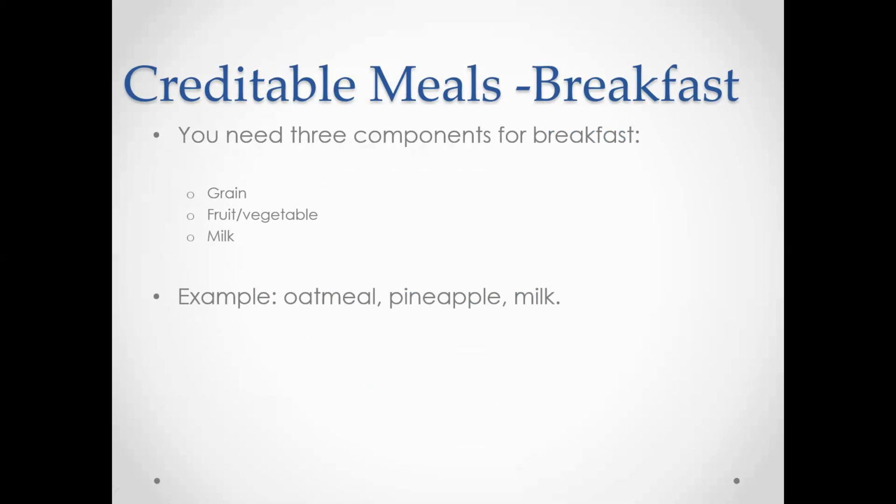So creditable meals for breakfast. You have to have 3 components for breakfast. That includes a grain, a fruit or vegetable, and milk. So an example would be oatmeal, pineapple, and milk.